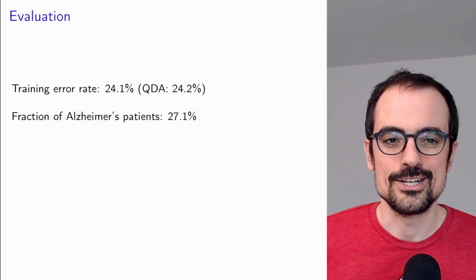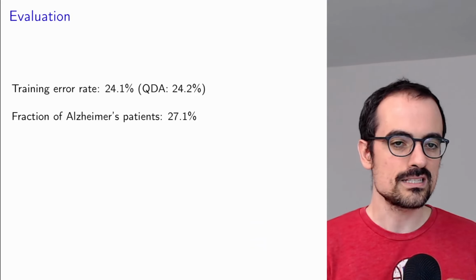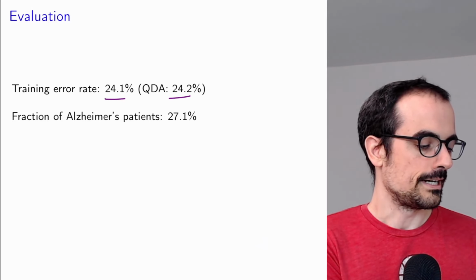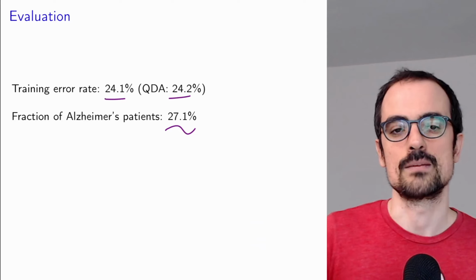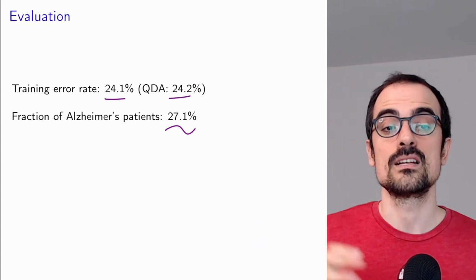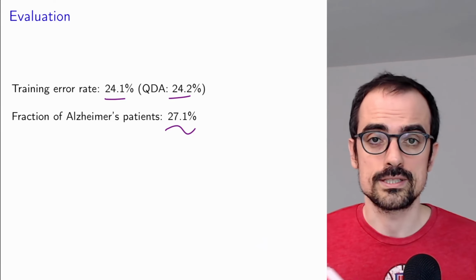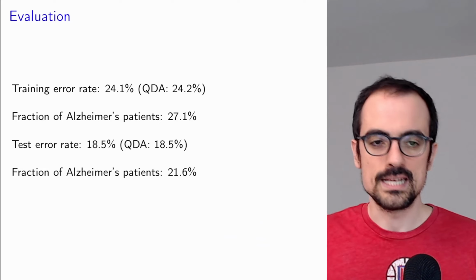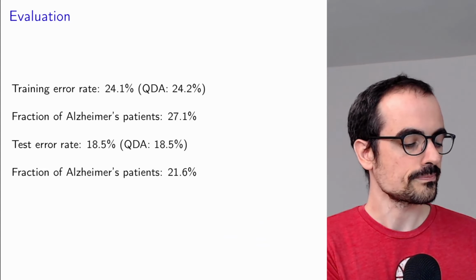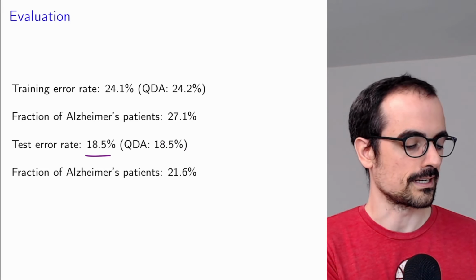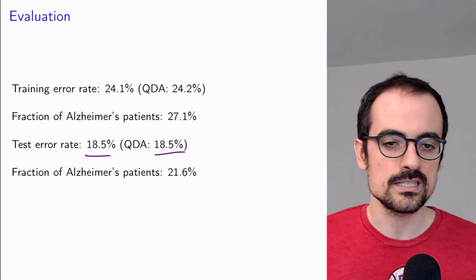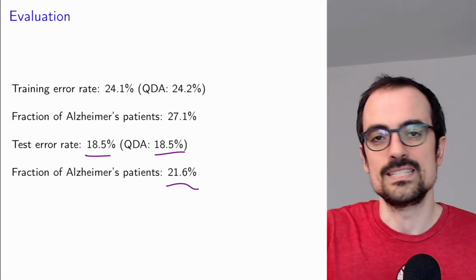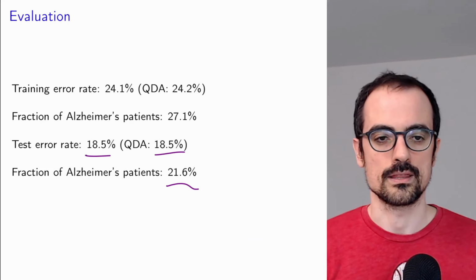How does linear discriminant analysis do in our case? Very similar. So the training error is almost the same. Compared to the fraction of Alzheimer's patients, we get a reduction of 3%. That's the training error. That's not what's important when we're evaluating the model. What's important is the test error on this completely held out data set. And there we see essentially that it's exactly the same as the quadratic discriminant analysis. And again, we get a reduction of 3% from this naive baseline that just says that everyone is healthy.